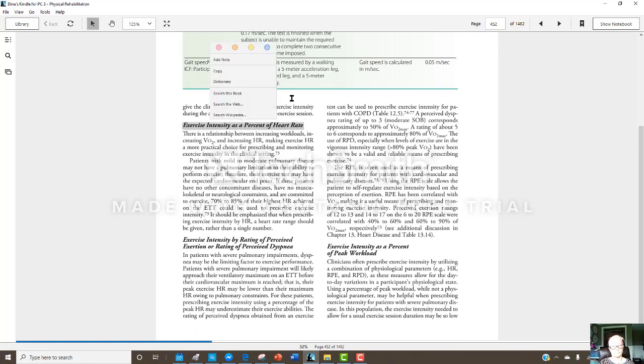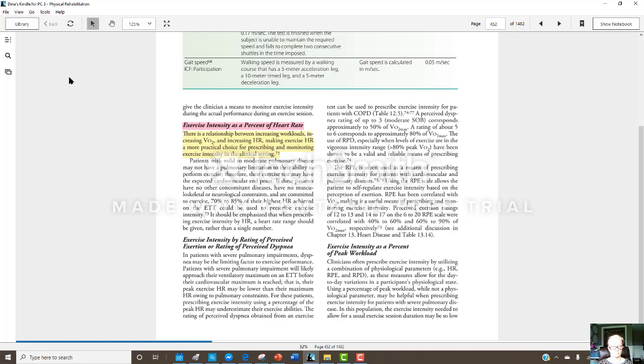There is a relationship between increasing workloads, increasing VO2, and increasing HR, making exercise HR a more practical choice for prescribing and monitoring exercise intensity in the clinical setting. 73. Patients with mild to moderate pulmonary disease may not have a pulmonary limitation to their ability to perform exercise. Therefore, their exercise test may have the expected cardiovascular endpoint.